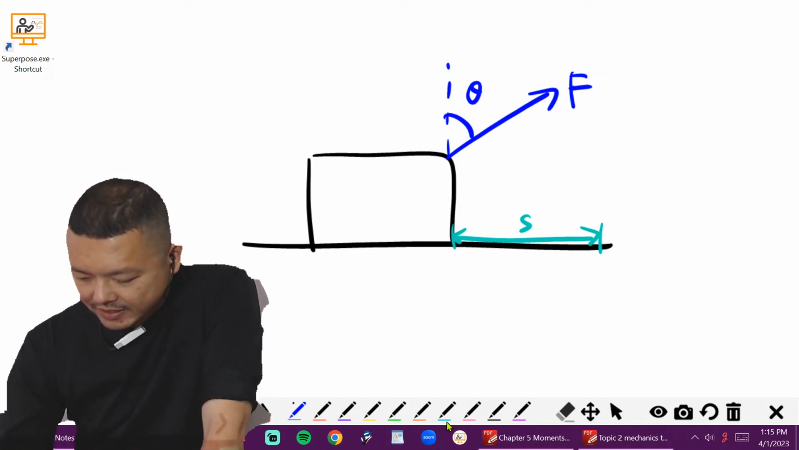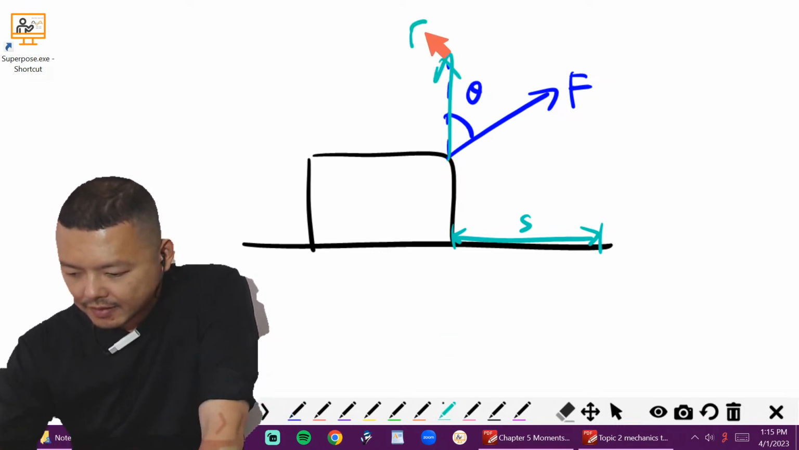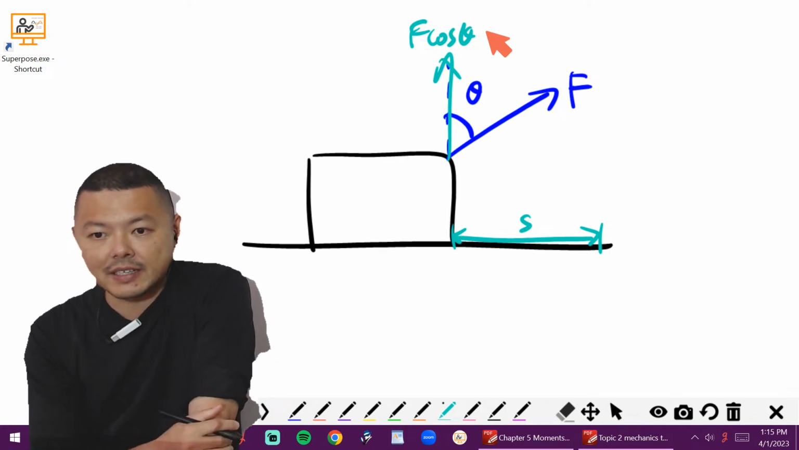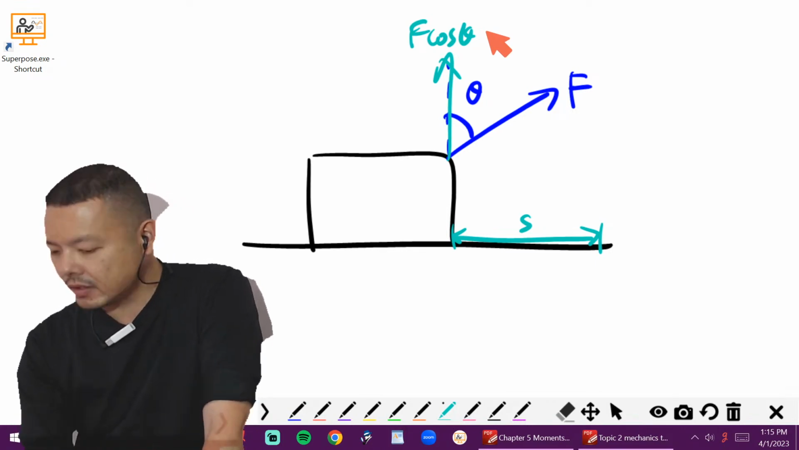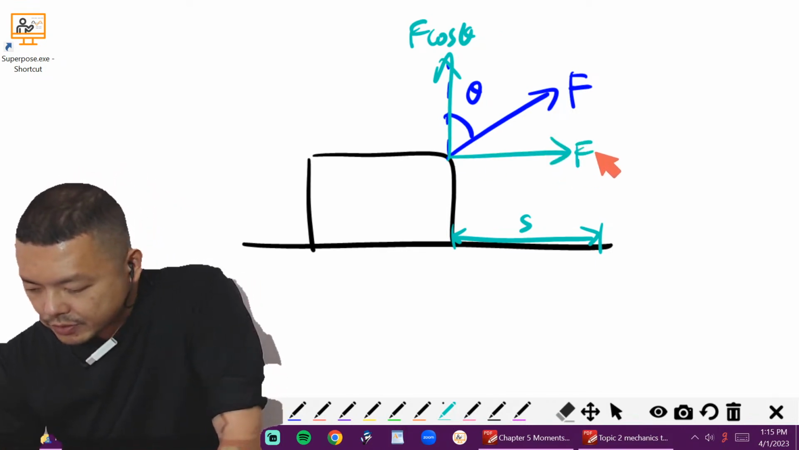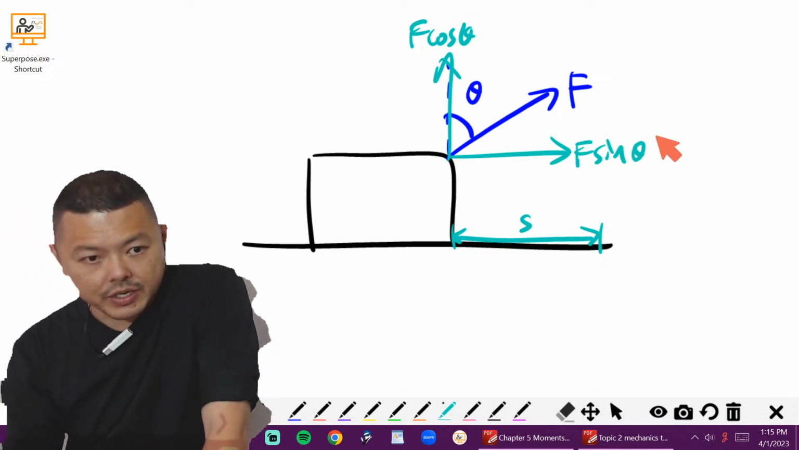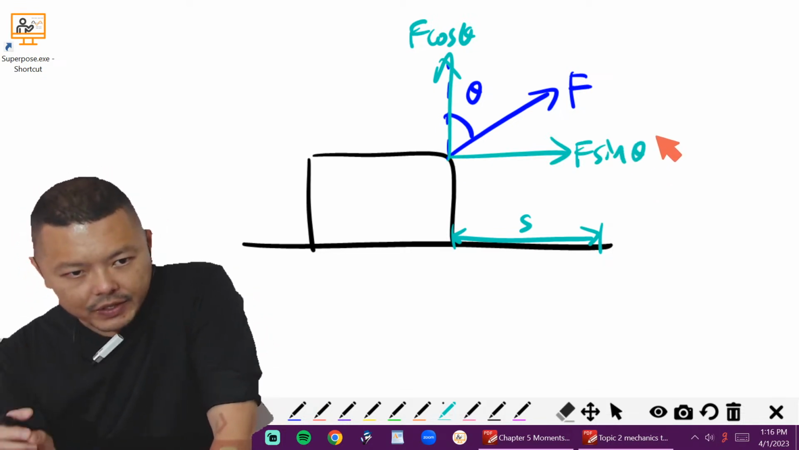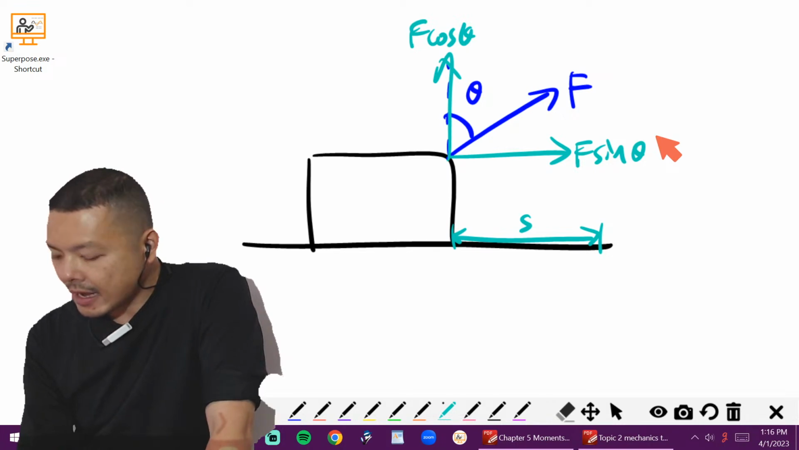Yeah, F cosine theta is going up. If you just blindly use F cosine theta, you're going to get this completely wrong. So what I'm trying to tell you is that in all situations, always look at where the angle is given first.